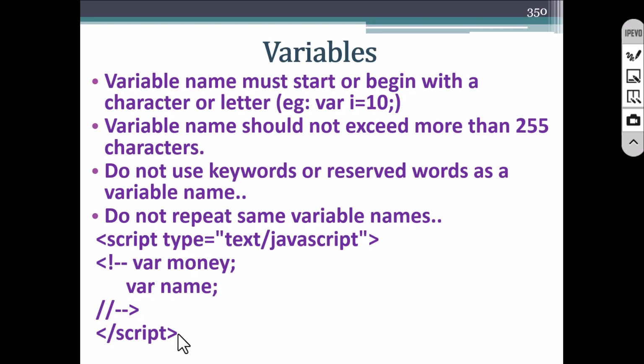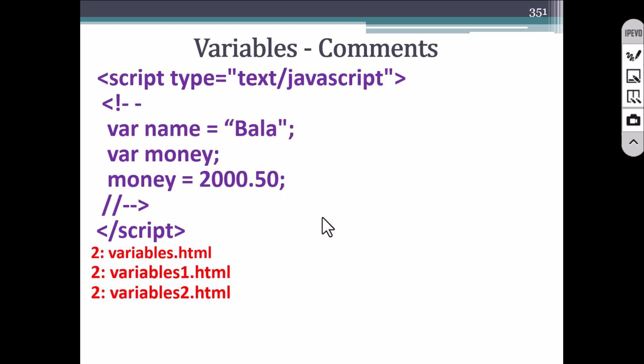We have already seen comments. Here the next type of comment is exclamation and double hyphen, and then double hyphen, and then you close it. We'll come to this in a bit.